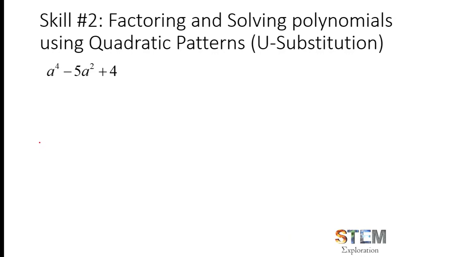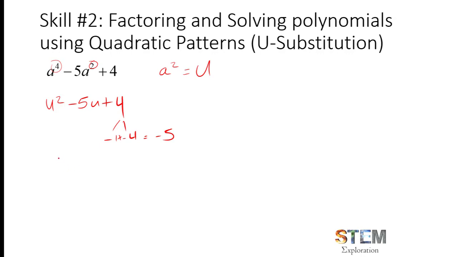Another example, let's look at a to the 4th minus 5a squared plus 4. In this situation, I see the quadratic pattern here again, and I'm going to say that a squared is equal to u. So again, we're taking this quadratic trinomial and turning it into a quadratic using u-substitution. That's the whole point of quadratic patterning. And then we're going to say minus 1, minus 4. If we add those two numbers together, we'll get minus 5. We just found our factors.